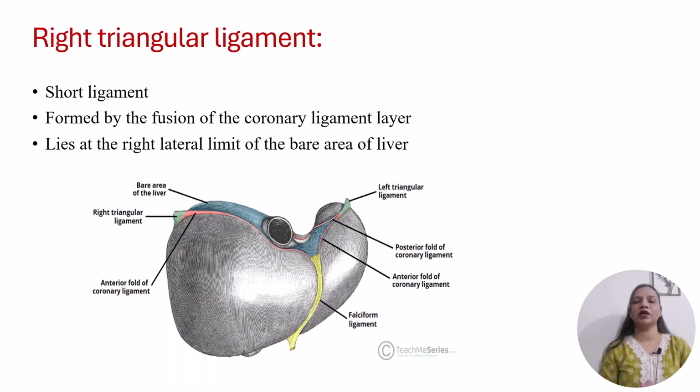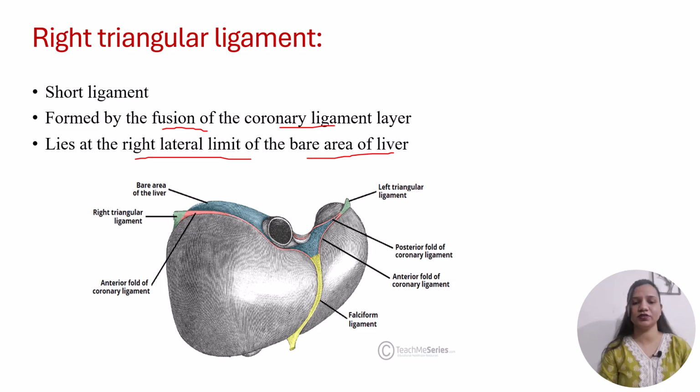Moving on, now we will discuss the right triangular ligament. It is also a very short ligament and is formed by the fusion of the coronary ligament layers. The anterior and posterior layers fuse on the lateral side towards the right to form the right triangular ligament. It lies at the right lateral limit of the bare area of the liver. As we have already discussed, it forms the right boundary of the bare area of the liver.